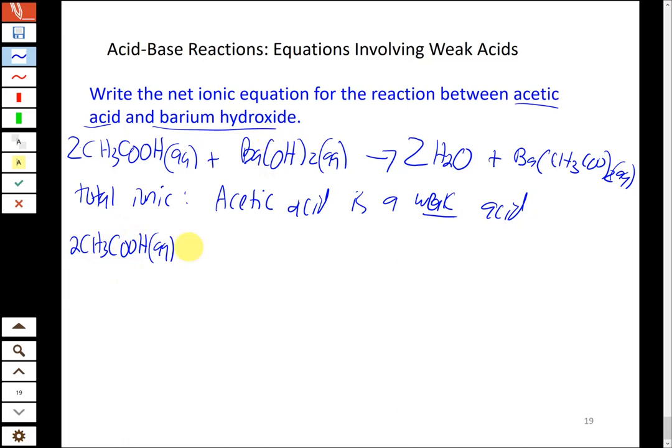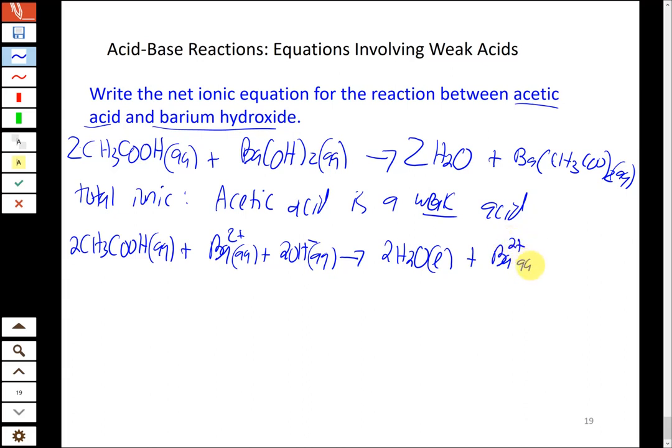But then the barium hydroxide we're going to separate out into ions. So it's going to be barium 2 plus and 2 OH minuses. And then on the product side we have water. That's clearly a covalent compound. We don't separate that into ions. And then we have our product, which is going to be an ionic compound. So it'll be separated as barium 2 plus and 2 acetates.